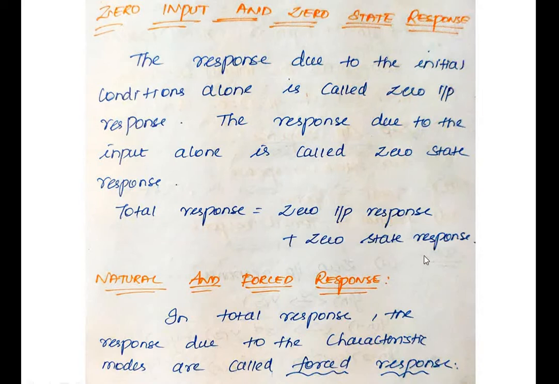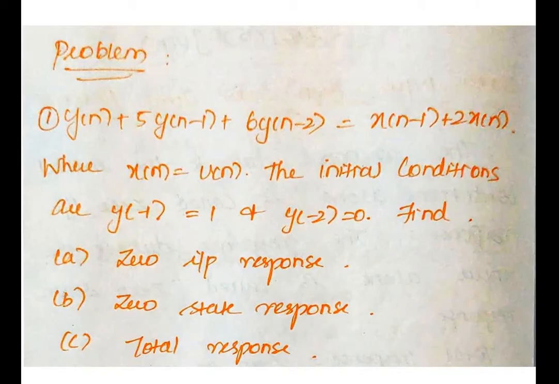In case of zero state response, this is the response due to input alone, in which case the initial conditions are assumed to be 0. So that is why this is called zero state response. And total response is nothing but zero input response plus the zero state response.